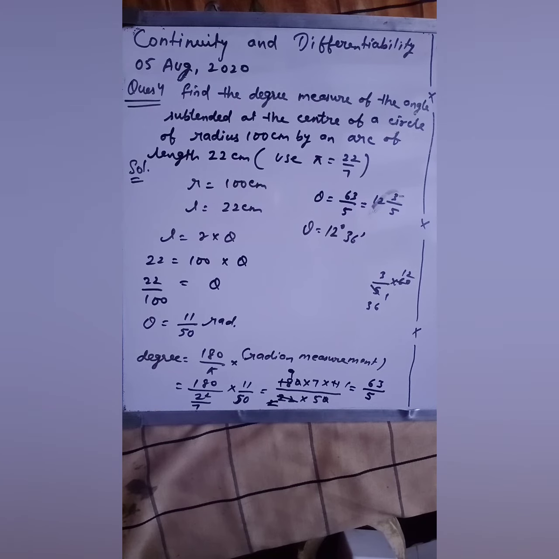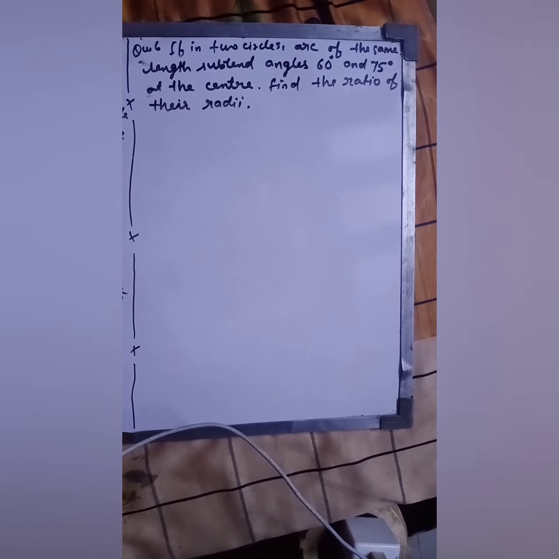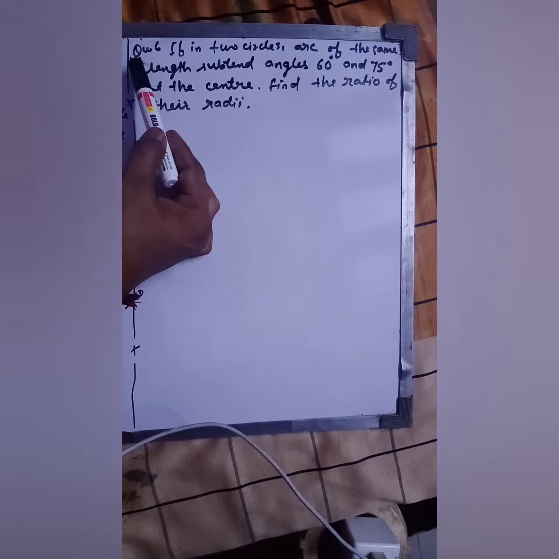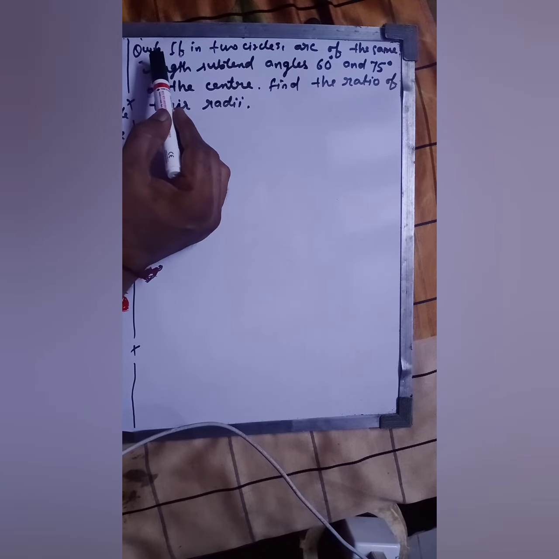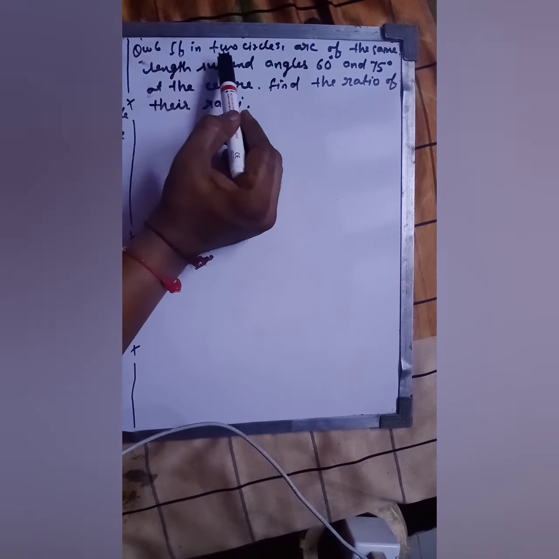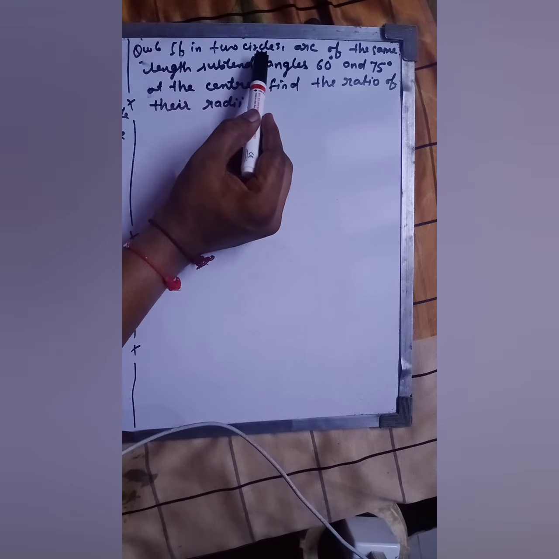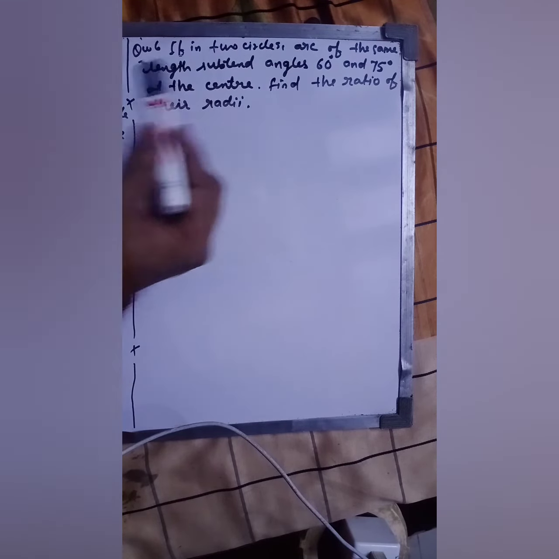Okay, see, here I'm solving question number 6. Question number 5 you can solve, it's very easy. Okay, so that's why I'm not solving. If you have doubt in solving question number 5, you can ask. So here I'm solving question number 6. Okay, in two circles, here we have two circles, find the arcs of the same length.